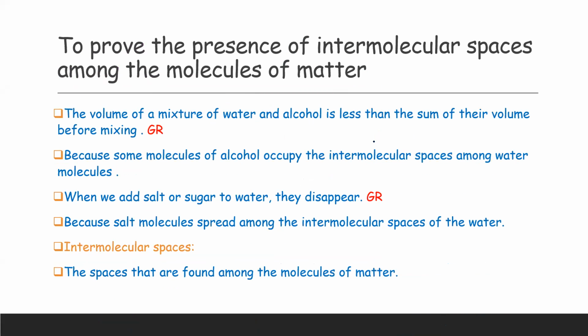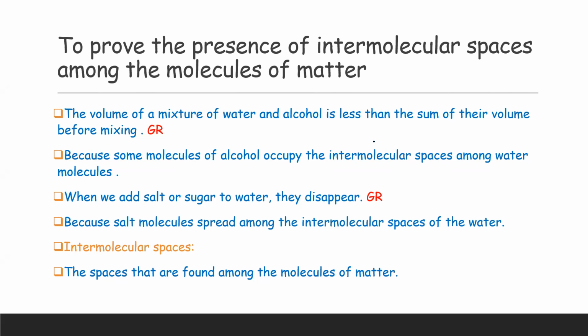So we have here the first question. Why is the volume of a mixture of water and alcohol less than the sum of them before mixing? Why are they not the sum of them? Abdul Karim? Why is the volume of a mixture of water and alcohol less than the sum of them before mixing? Why are they not 5 when I added 2 and 3?